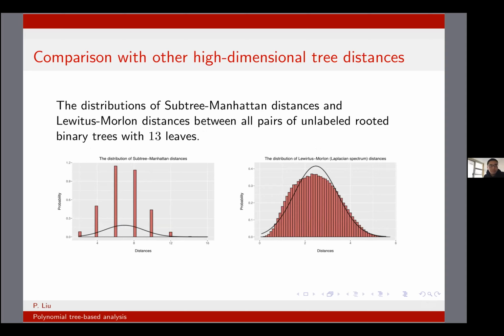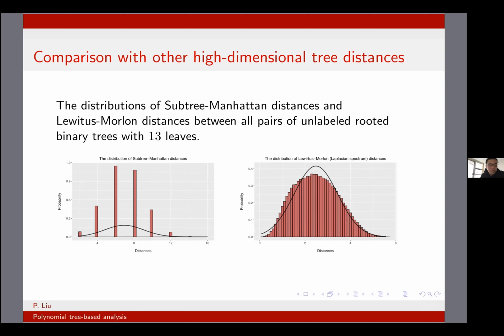So the first one is we compute the subtree size distribution. That is, we compute how many subtrees of size k one tree has, and then we have a vector. So it has, say, one subtree of size 1, two of size 2, something like that. Then you compute the Manhattan distance of the vectors, and they only give you like 6, 7, or 8 different numbers. So you don't expect a good distribution on that.